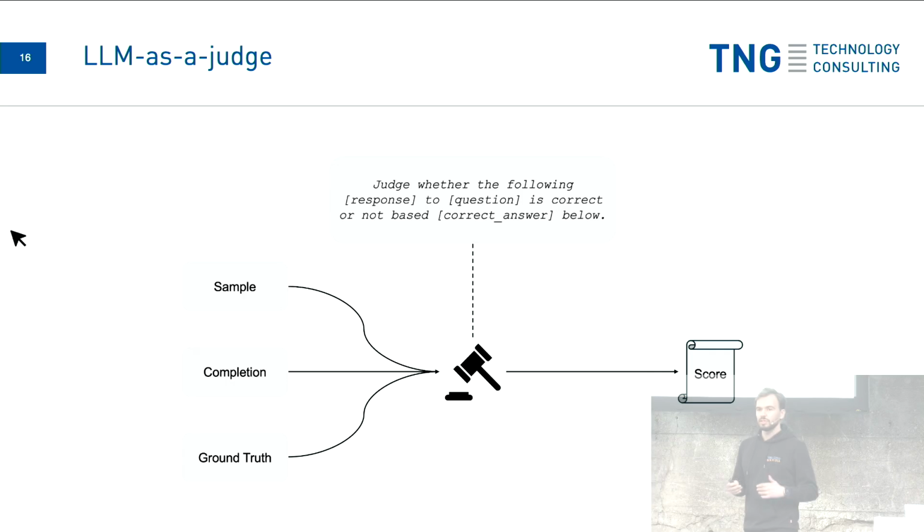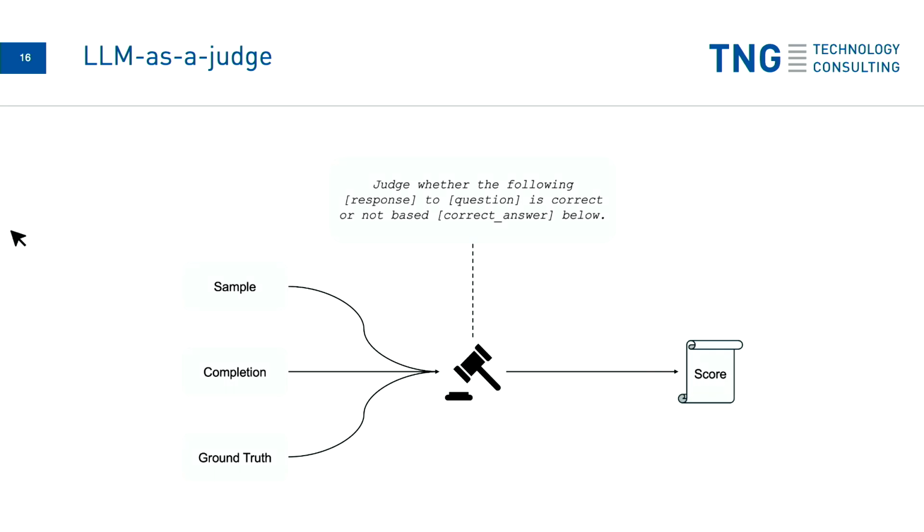This score can be something like true, false, or a score between 0 and 10. There are different possibilities. In practice, it turns out simpler is better there because you get more reproducible results. But that's the general idea of LLM as a judge.